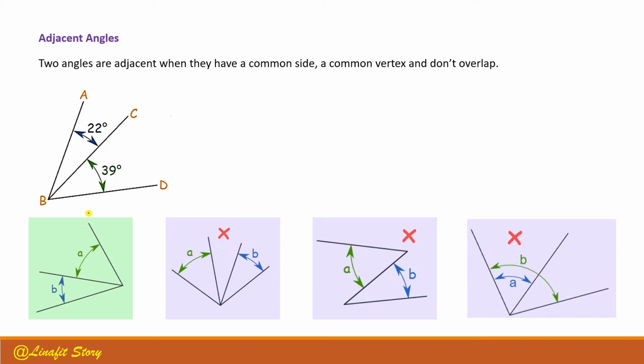These are adjacent angles. Why? Because they share a vertex and a side. This is not adjacent angles. Why? Because they only share a vertex, not a side. And then this is not adjacent angles. Why? Because they only share a side, not a vertex. And then this is not adjacent angles. Why? Because angles A and B overlap.